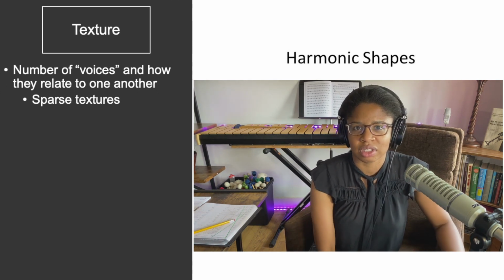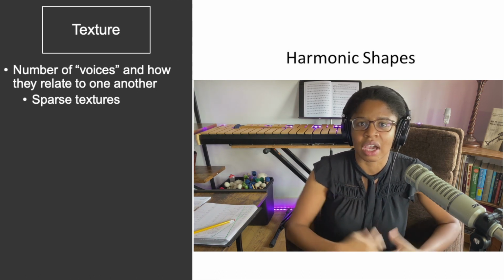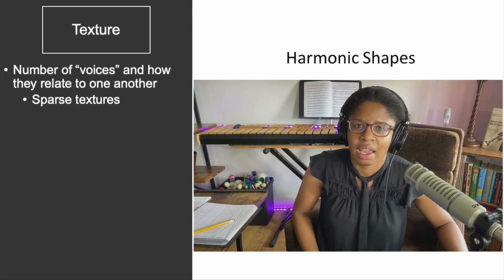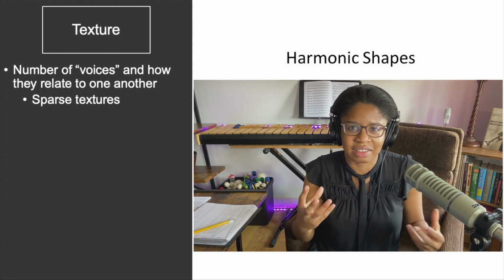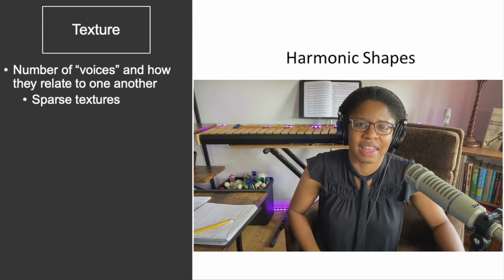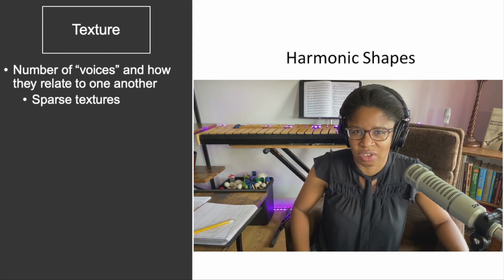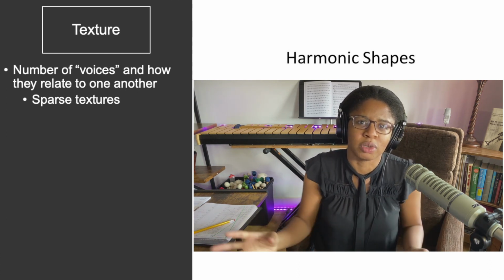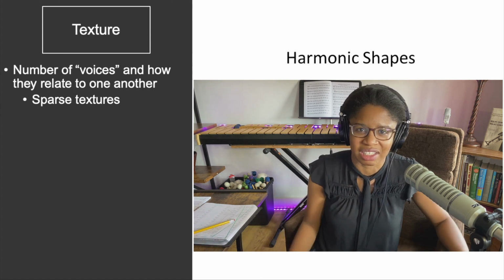So think about somebody singing and maybe accompanying themselves on guitar. If the singing isn't all too powerful and if the guitar playing isn't super loud, we could think of that as a sparser texture. There's not as much going on musically. There's not as many voices in the texture.